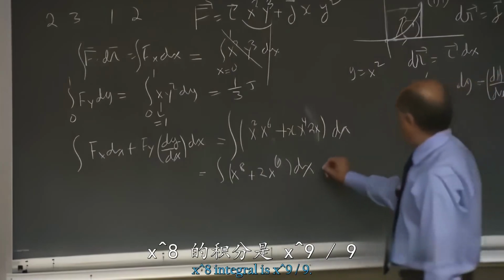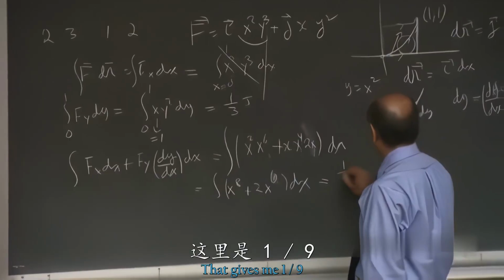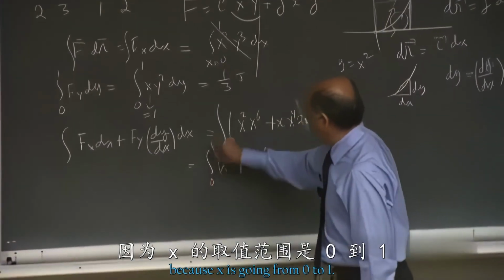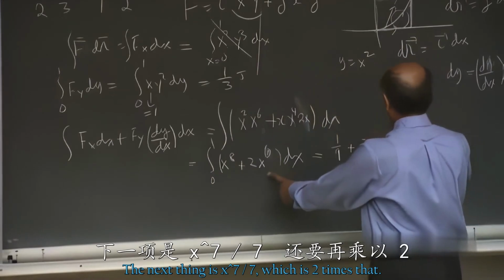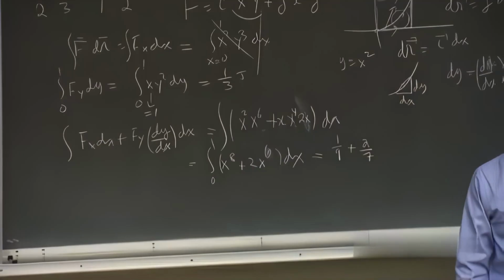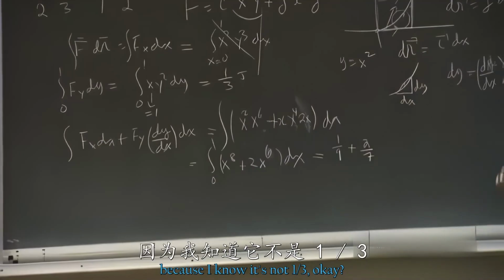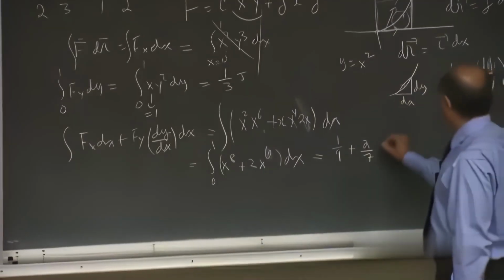So now what do I get? X to the 8th integral is x to the 9 over 9. That gives me 1/9 because x is going from 0 to 1. The next thing is x to the 7 over 7, which is 2 times that. Well, I'm not paying too much attention to this because I know it's not 1/3. There's no way this is going to be 1/3. That's all I care about.